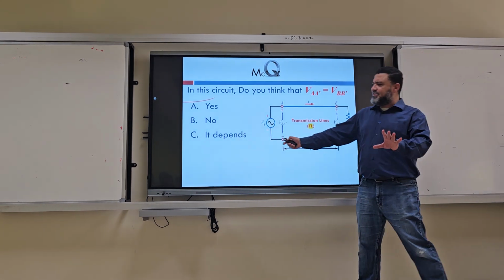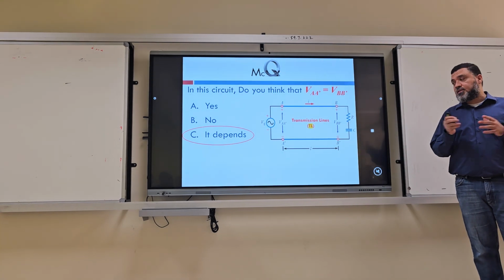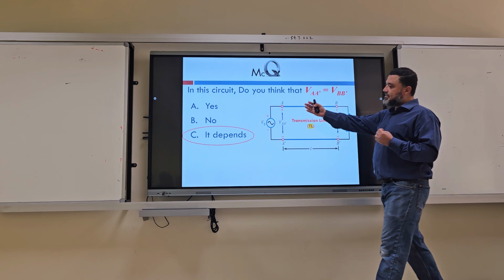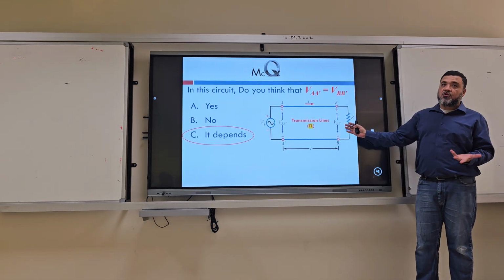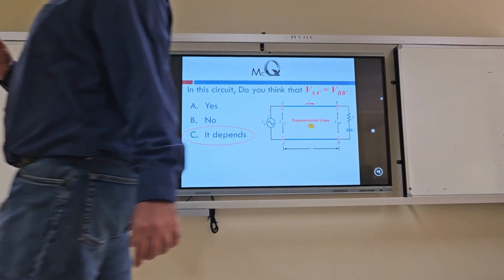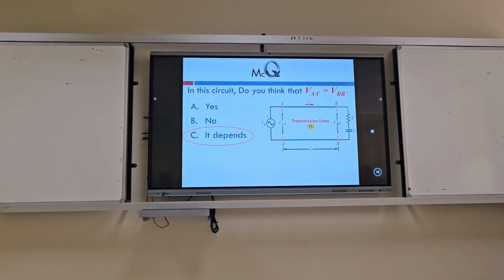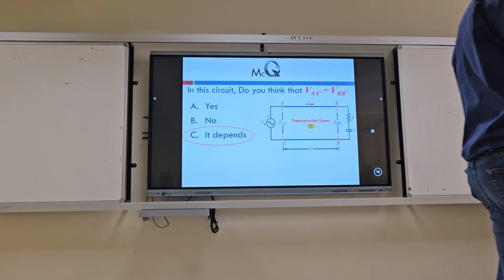The answer is C. The answer could be yes or no. It could be A or B. It depends. This voltage could be equal to this voltage or could be not. Based on what? Your name? Ahmed Khalifa. Muhammad. It depends on the transmission line's length and impedance. That's a loose answer, not specific. I need the main reason.